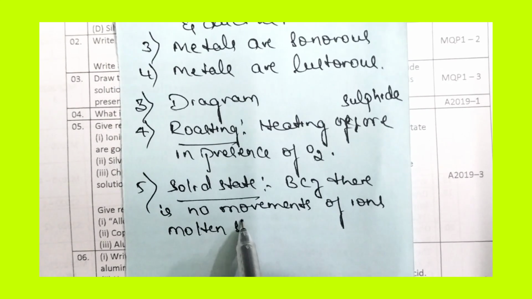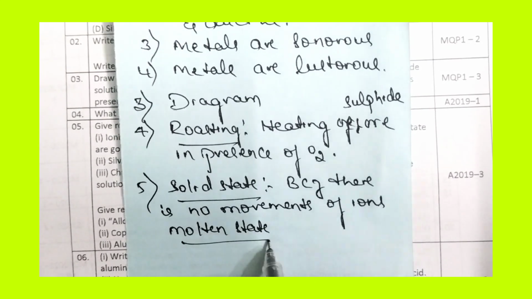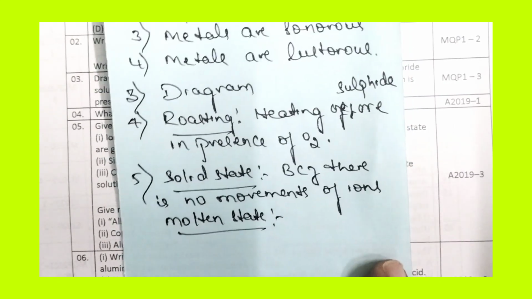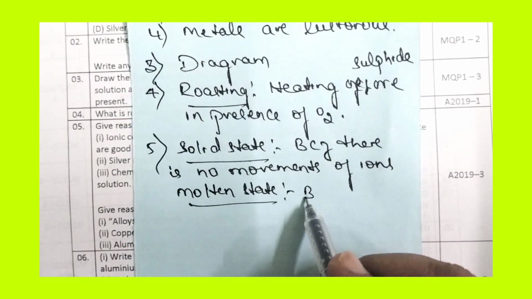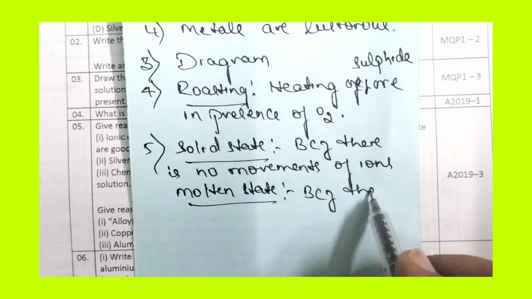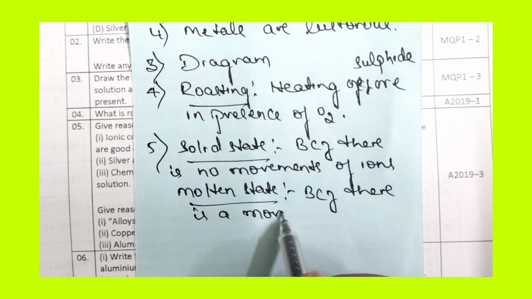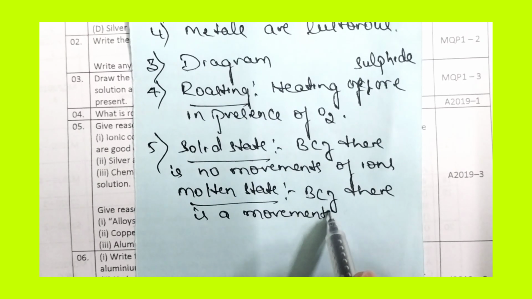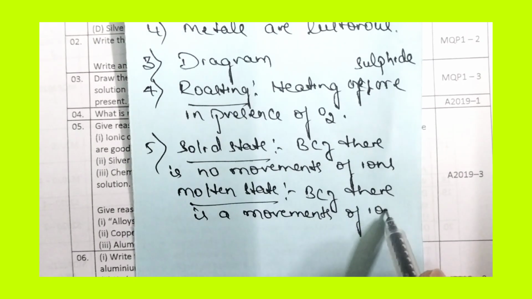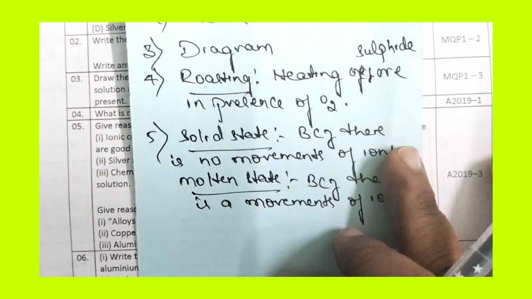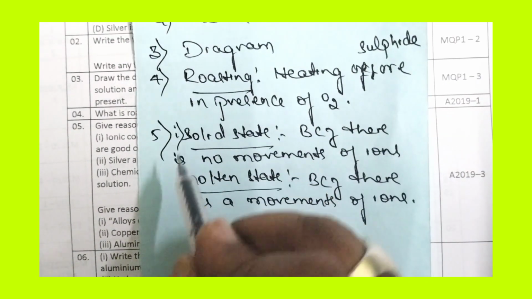Next, sodium. So why does it conduct electricity? It is a good conductor in molten state because in molten state there is a movement of ions. Because of the movement of ions, there is conduction of electricity. So this is the answer for the first give reason.